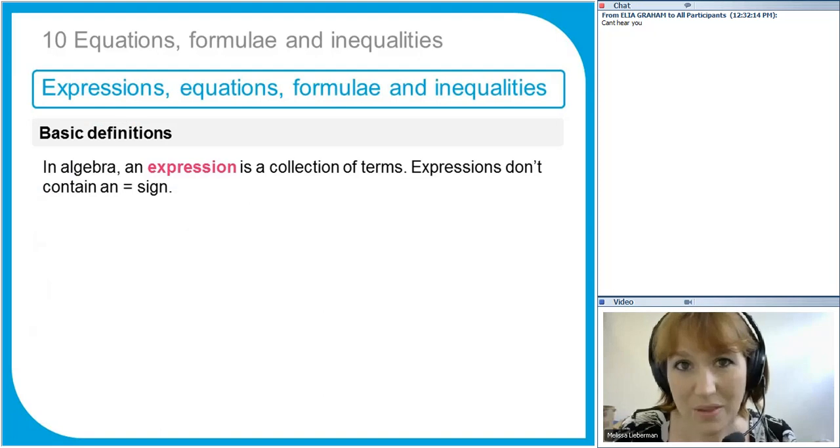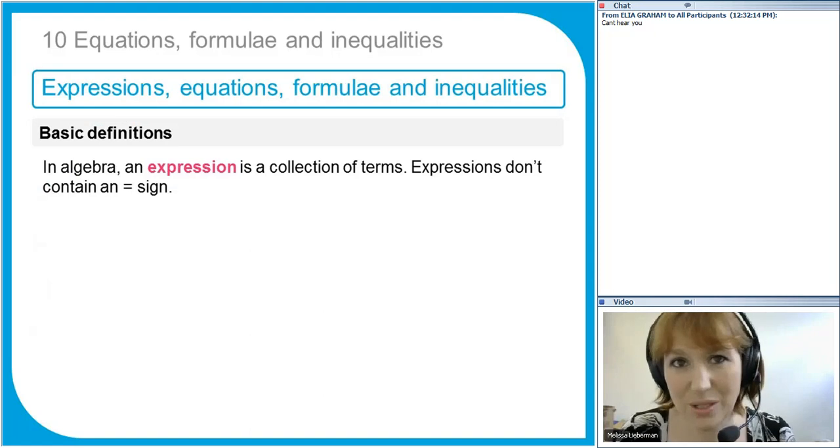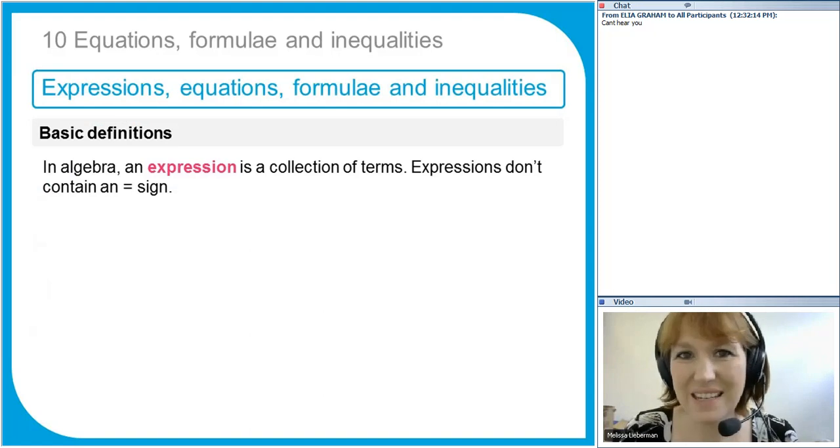So first of all, let's talk about the difference between these four things that you find a lot in algebra. First of all, we've got an expression, and we talked about that last time. It's like a sentence in algebra.